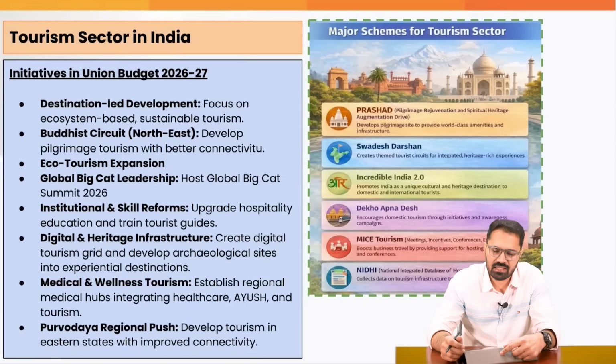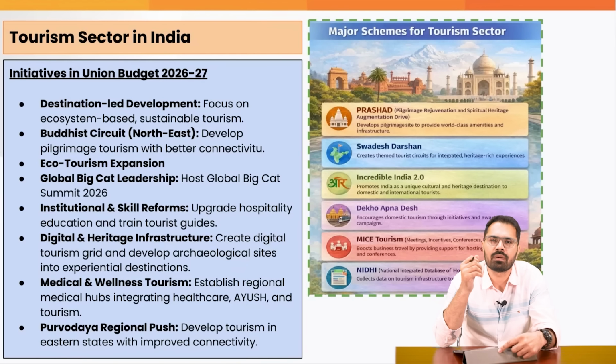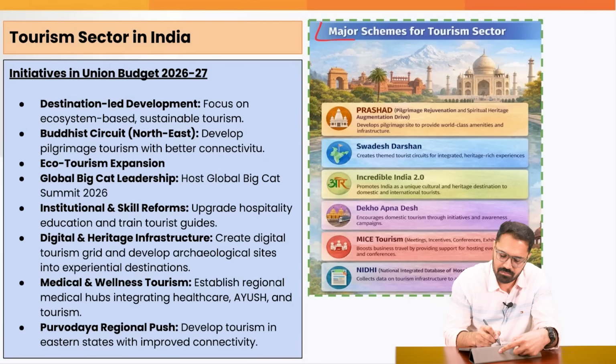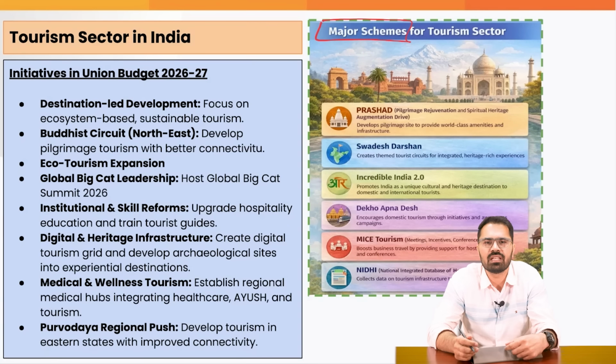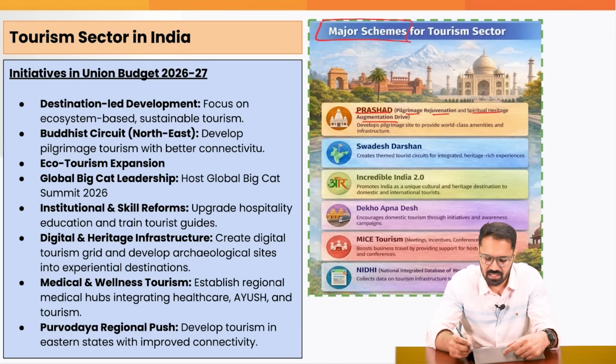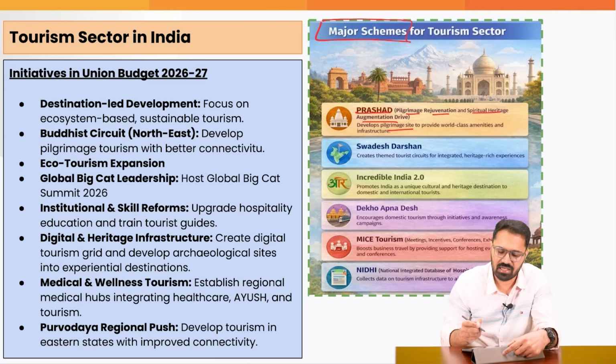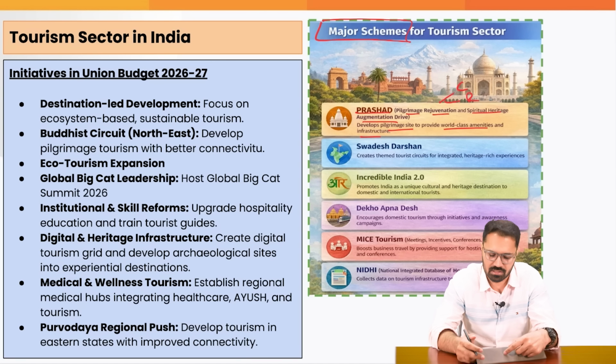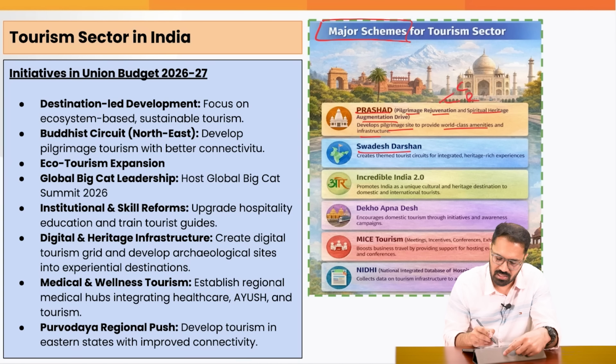Now, within this, what are the initiatives taken by the government? First, we'll see some of the major schemes which are being run by the government of India. For example, your Prasad scheme, Pilgrimage Rejuvenation and Spiritual Heritage Augmentation Drive. It basically develops pilgrimage sites and provides world-class amenities and infrastructure. Basically, it is largely for cultural and religious tourism. Prasad scheme.